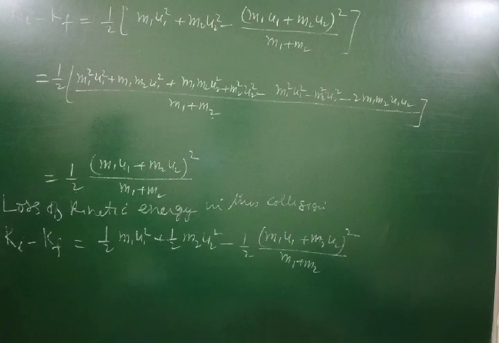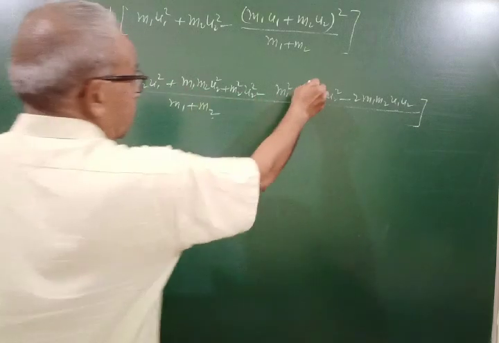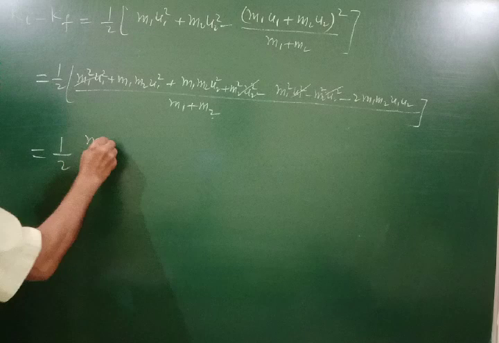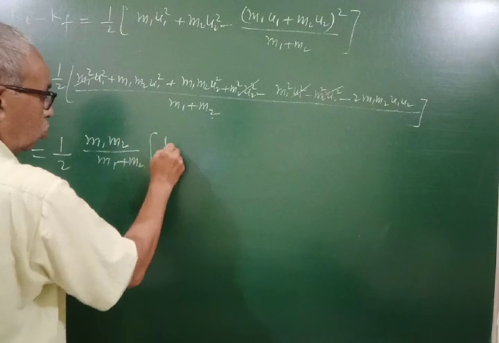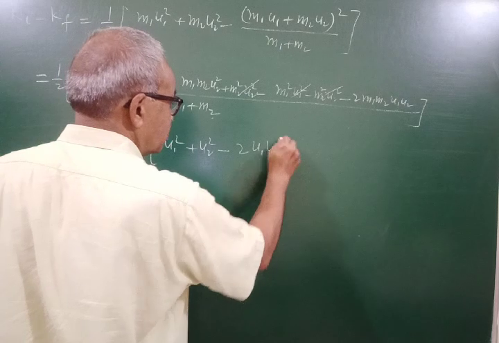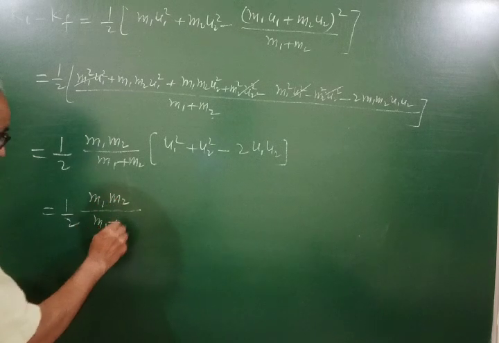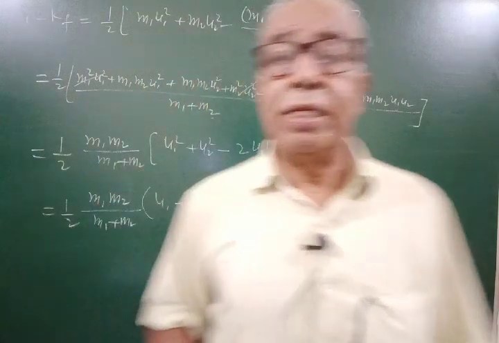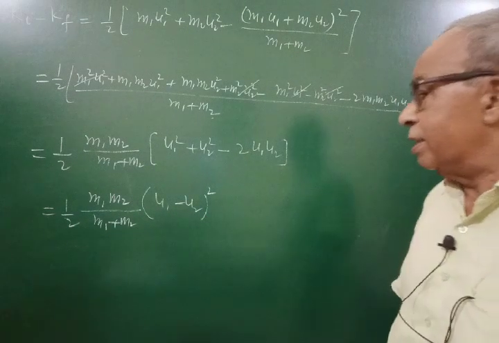So Ki minus Kf is equal to, this cancels here, this cancels here, m1 m2 is common, so half m1 m2 upon m1 plus m2 into u1 square plus u2 square minus 2 u1 u2, which equals half m1 m2 upon m1 plus m2 into u1 minus u2 whole square. What are u1 and u2? These are the velocities of the two bodies before collision. Whether u1 is greater than u2 or u2 is greater than u1, the square is positive.